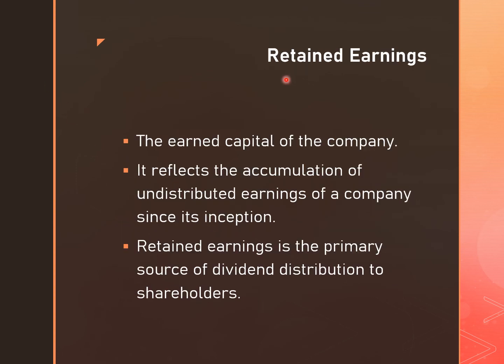The second last part of your chapter adalah the retained earnings. So everyone knows what retained earnings really is, right? It's the earned capital of the company. It reflects the accumulation of undistributed earnings of the company since its inception. What does it mean? It means that untung yang terkumpul sejak company itu ditubuhkan lah. So retained earning adalah the primary source of dividend distribution to the shareholders. Usually bila kita nak declare dividend, kita akan ambil duit daripada retained earnings because itu kita punya untung yang terkumpul. Dan dividend hanya boleh being declared out of profits.